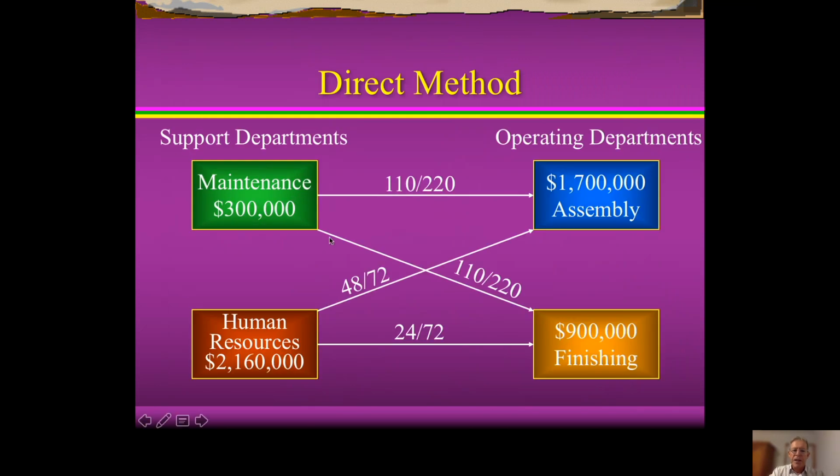Here we go, allocating the costs across 110 over 220, a 50-50 split for maintenance between assembly and finishing, with 48 over 72 going to assembly and 24 over 72 going to finishing from human resources. And so there are the dollar amounts being applied. You could stop the video if you like, just go back and check you're happy with where those figures have come from.